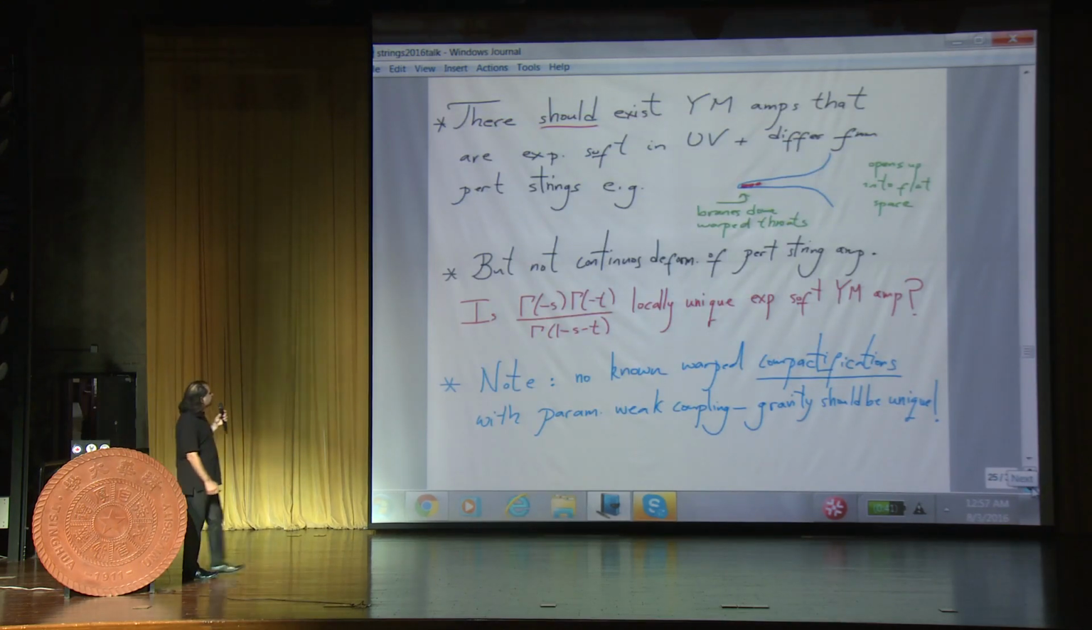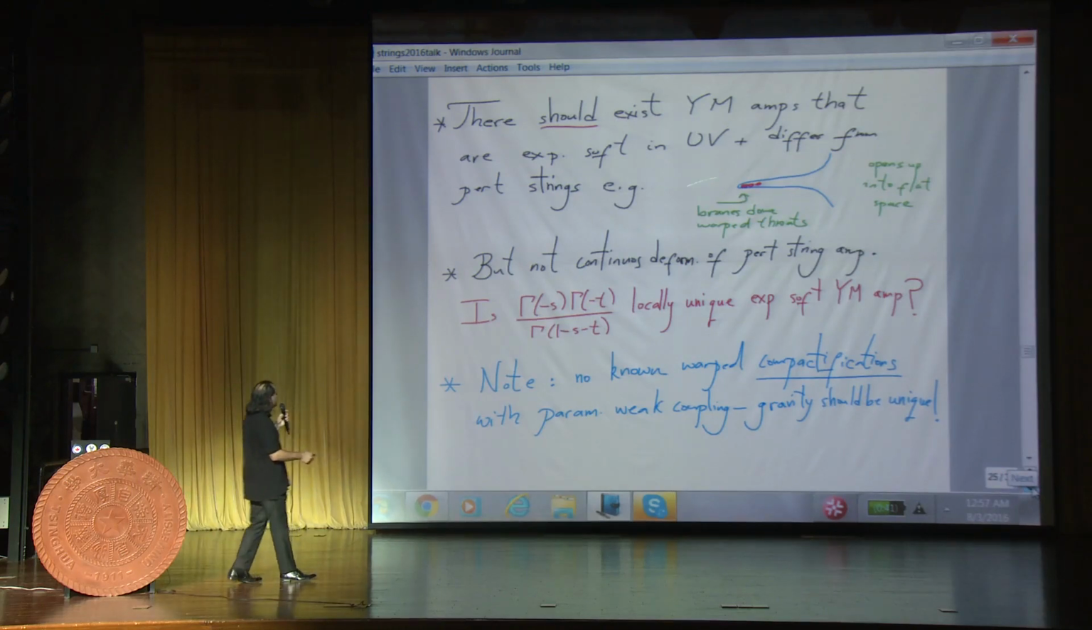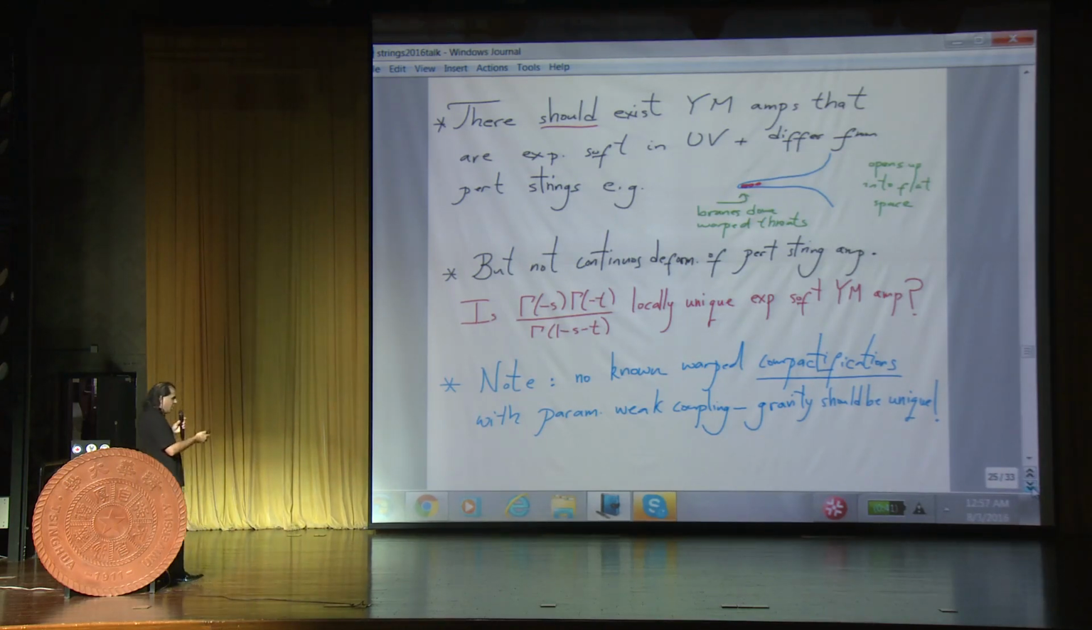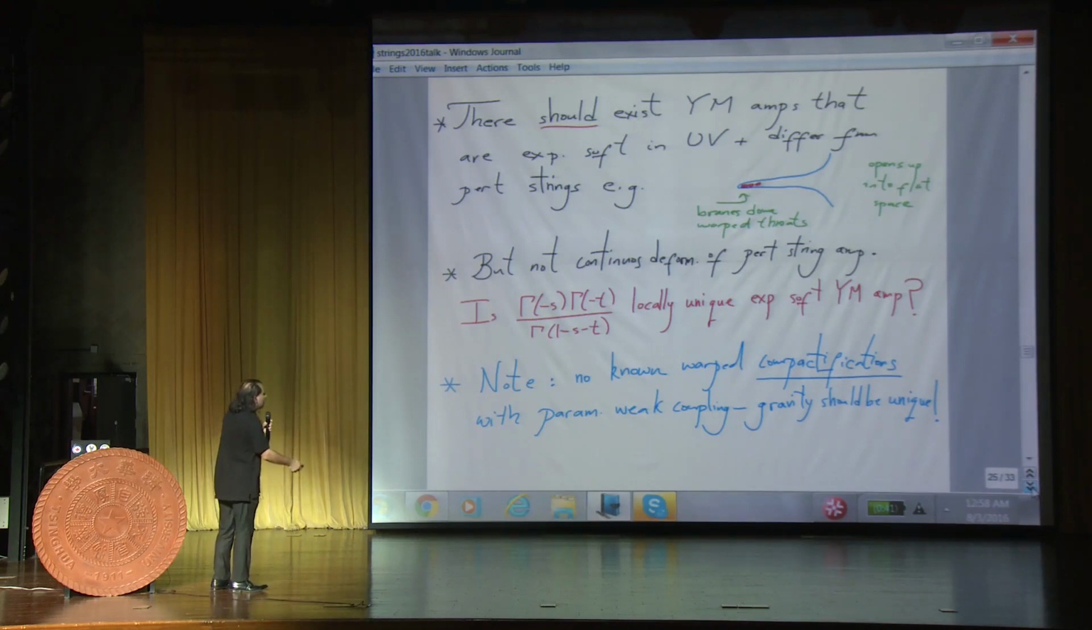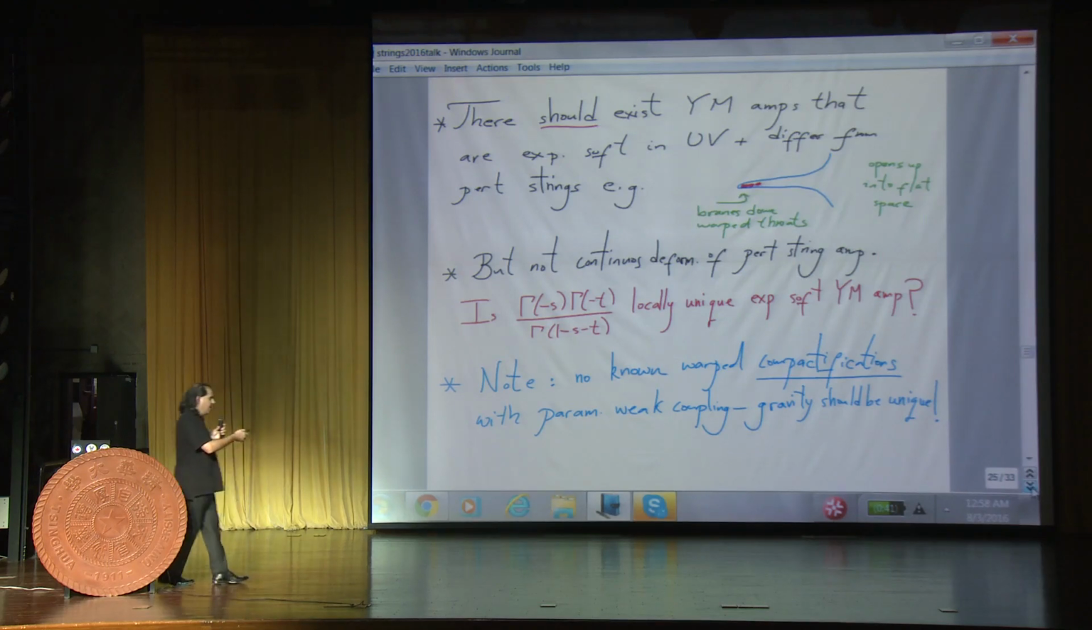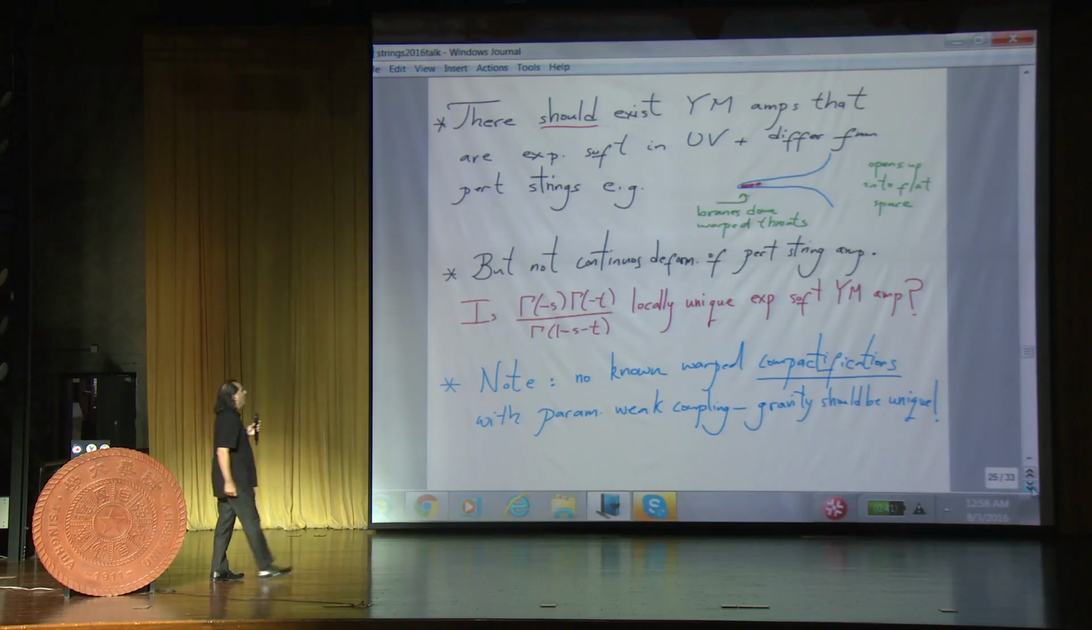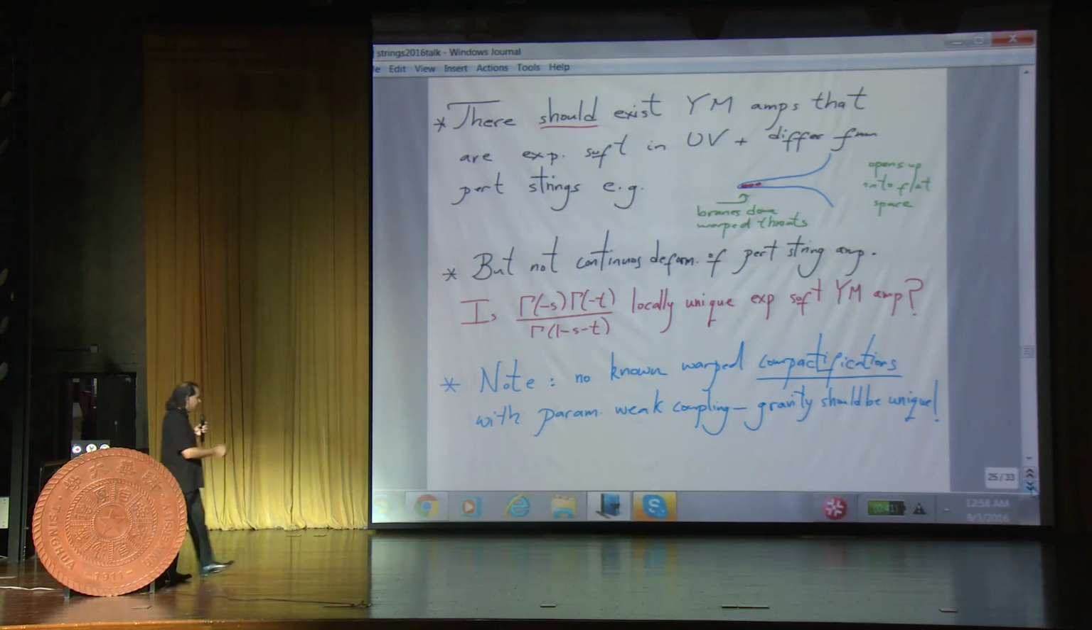Now, there should exist Yang-Mills amplitudes that are exponentially soft in the UV and differ from perturbative strings. Juan gave me an easy example. If you just imagine branes down warped throats, which then open up ultimately asymptotically into flat space, then of course we expect the spectrum looks very different down here, but because it goes into flat space eventually, the high energy amplitude should be exponentially soft. Okay, so such amplitudes should exist. They don't seem continuously related.